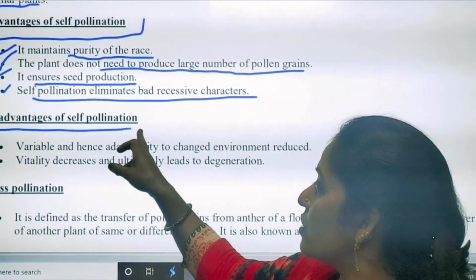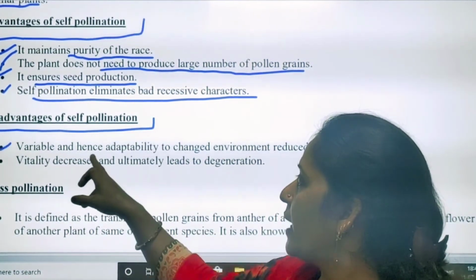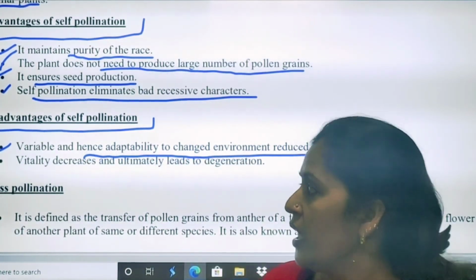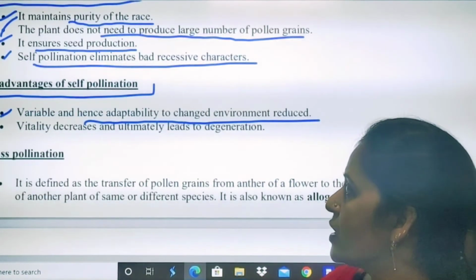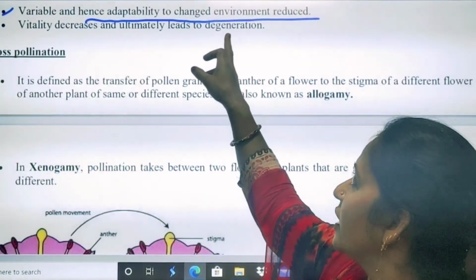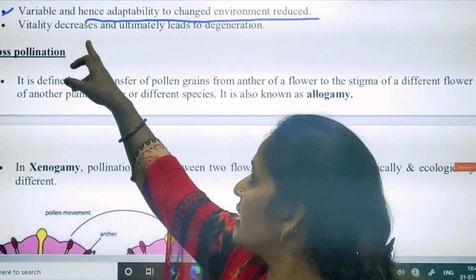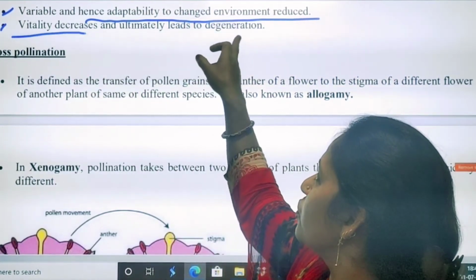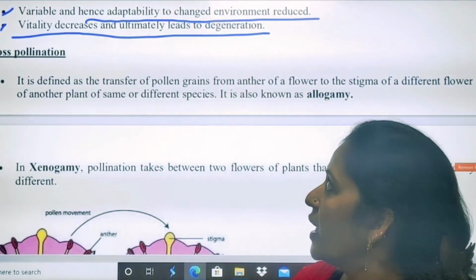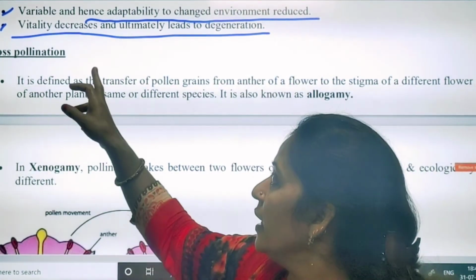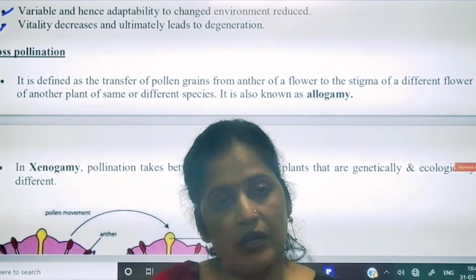Next, disadvantages of self-pollination: the offspring are less variable, and hence adaptability to changing environments is reduced. Vitality decreases and ultimately leads to degeneration. So this is all about self-pollination.